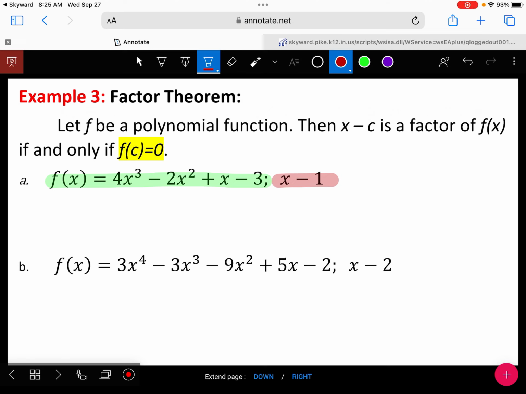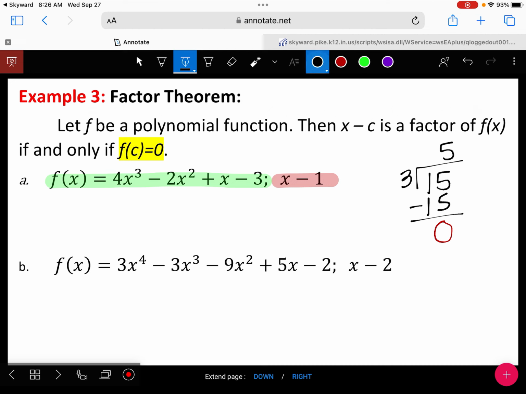The definition of something being a factor is that the remainder is 0. Yesterday we talked about how to find the remainder using the remainder theorem. If your remainder is 0, that means that is a factor. So let's go back. If you divide 3 into 15, it would go in there 5 times. You have a remainder of 0. And what that tells me is that 3 is a factor of 15.